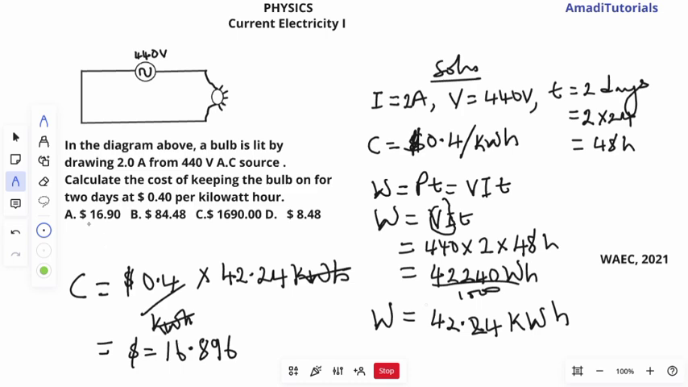$16.896. So what we have here is 16.9. If you approximate it to one decimal place, that will be 16.9, option A. So the cost of running this bulb for 2 days is what? $16.9. Right.